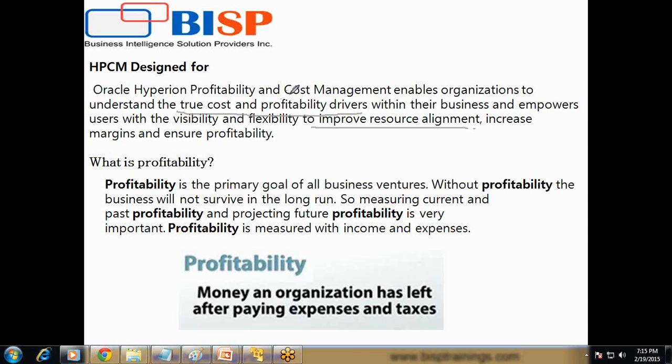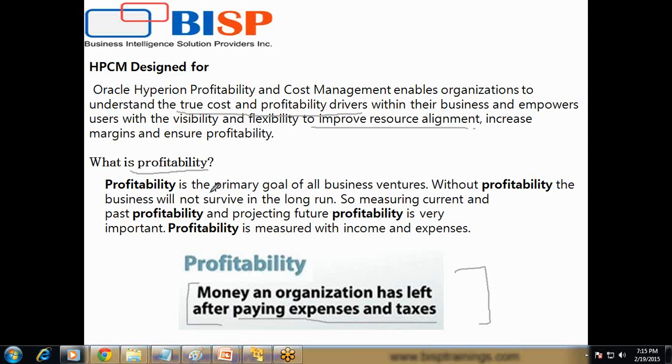We use a lot of complicated words, some of which you might not be very sure about, so we'll go with a basic definition of the different terminologies used. The first common terminology is profitability. So what is profitability? The simplest definition of profitability is the money an organization has left after paying expenses and taxes. This is profitability. So what does HPCM do? HPCM in turn eventually helps organizations to leverage profitability and to identify the right profitability segments.